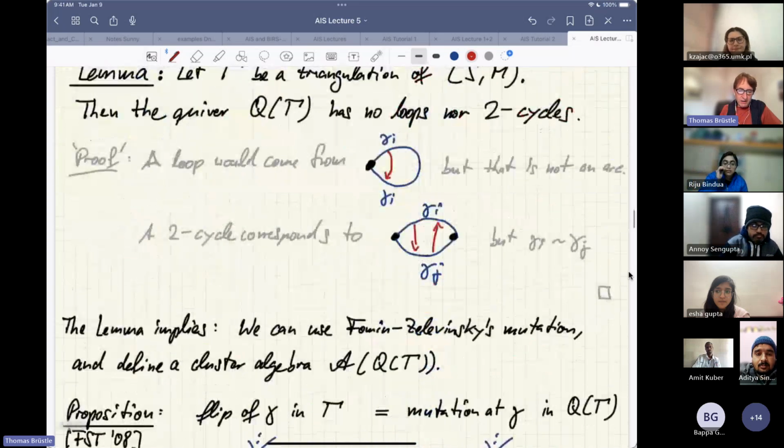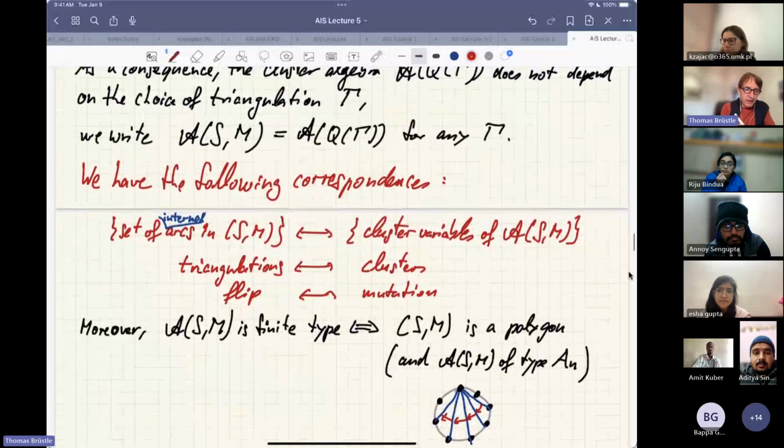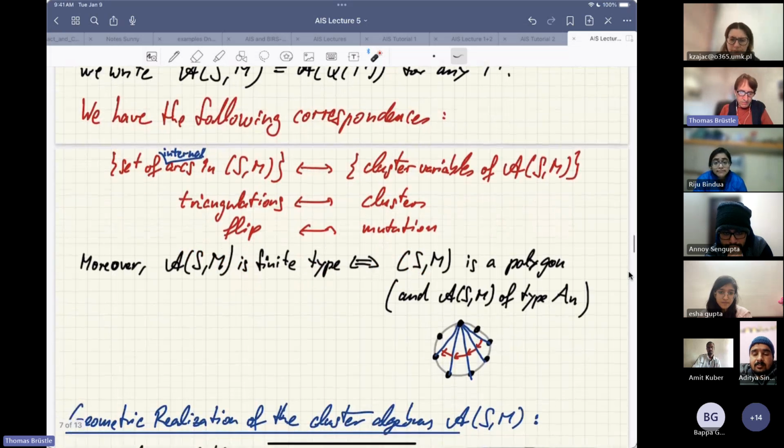And in fact, you do get finitely many cluster variables if and only if this is a polygon. So the polygon is the only case where you have finitely many cluster variables. All other cases, you have infinitely many cluster variables, you have infinitely many triangulations. You can play this game of the cylinder. You apply rotations and you create infinitely many new arcs. Okay, so this is good.